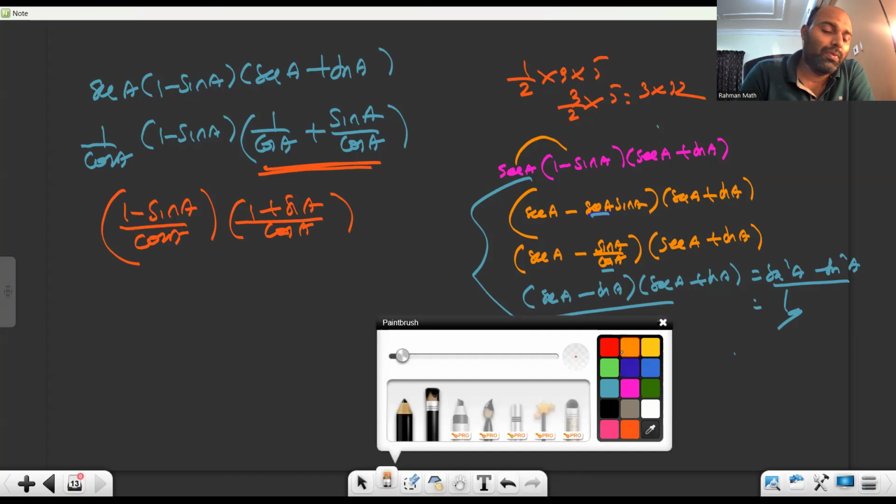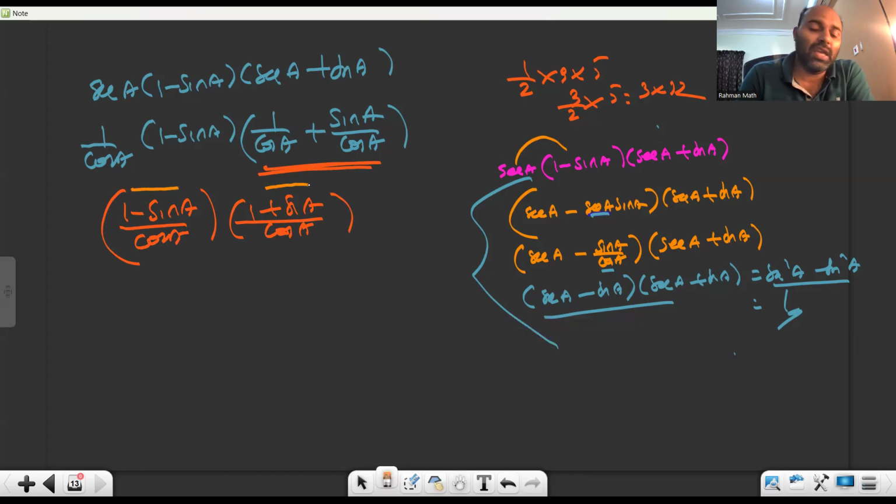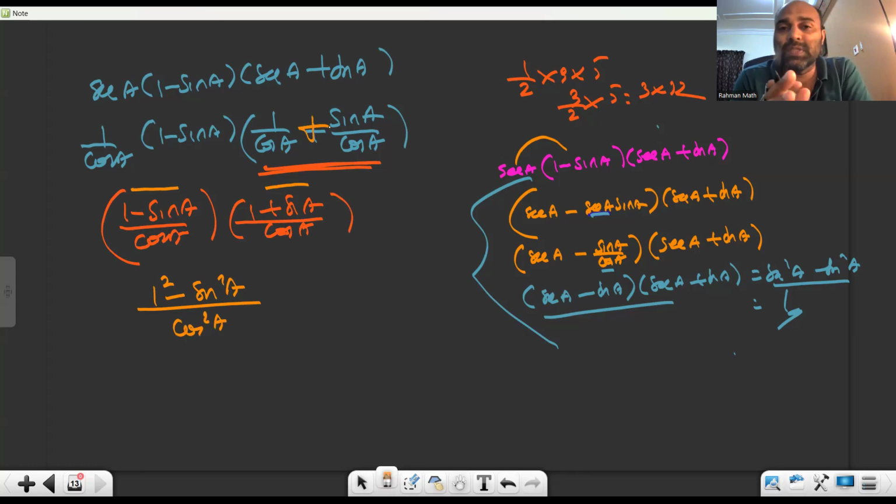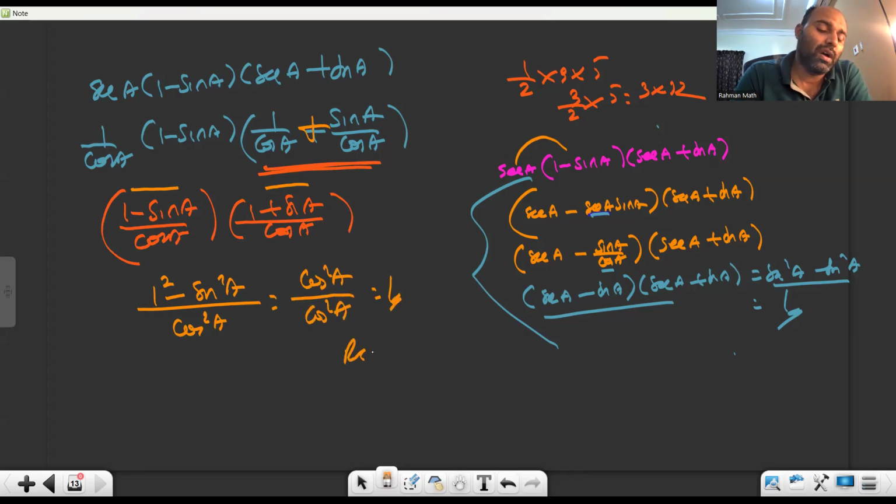Now the numerator is in the form of A plus B into A minus B, A square minus B square. And the denominator is cos A into cos A. It is a multiplication. Addition or subtraction, we keep the same denominator. Multiplication is there, you have to multiply it. What is 1 minus sin square A? Cos square A by cos square A. This is also easy. Cos square A by cos square A equal to how much? 1. RHS.